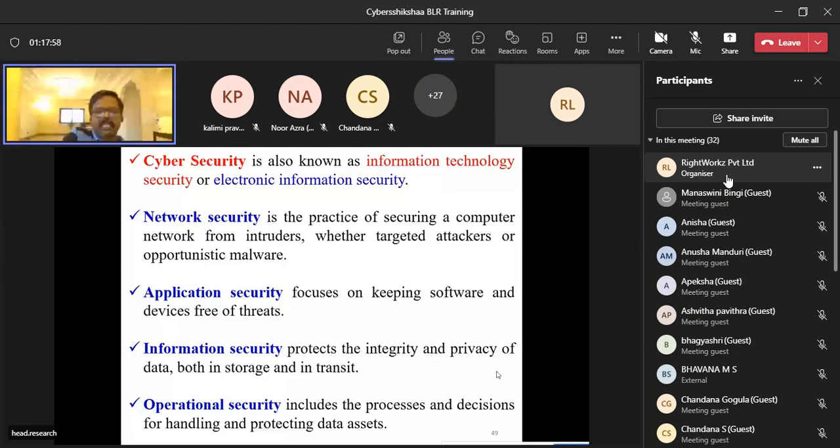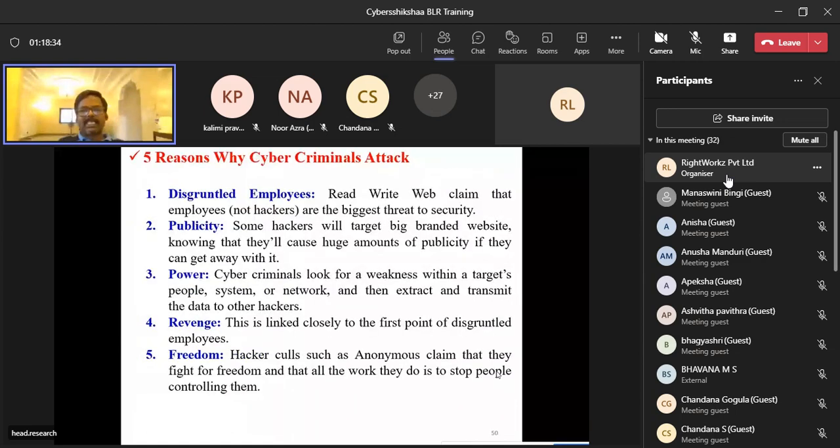There are reasons why cyber criminal attacks happen in the real-time environment. Those are examples of disgruntled employees who are working in the organization. If they resign, they are not hackers, but they are a very big threat for the organization because they are leaking the data. They are stealing sensitive data from the organization. That's why disgruntled employees are the biggest threat to security.